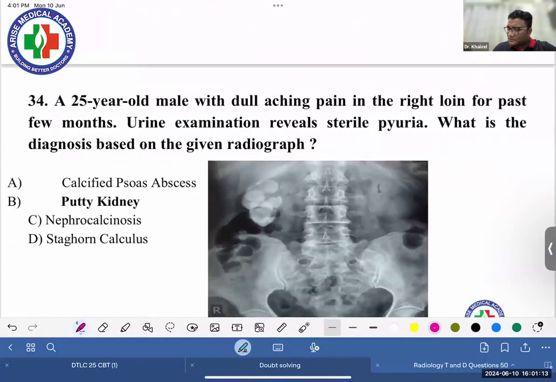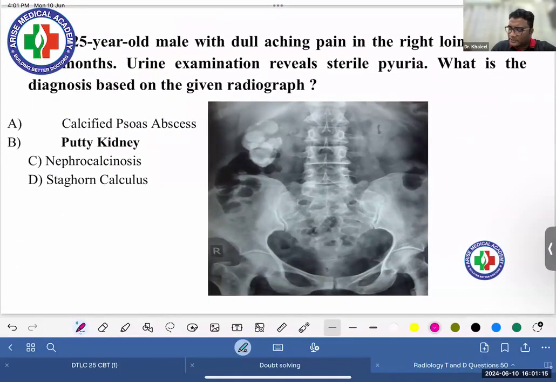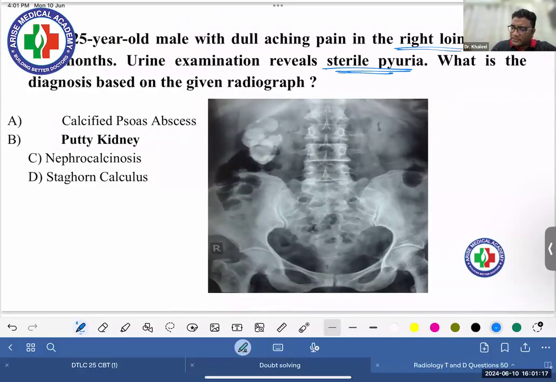This is easy. When you're given sterile pyuria in the question, with loin pain, and you're seeing a calcified kidney, this is putty kidney. This is renal tuberculosis. Nephrocalcinosis resembles the renal pyramids, with calcification looking like the renal pyramids.